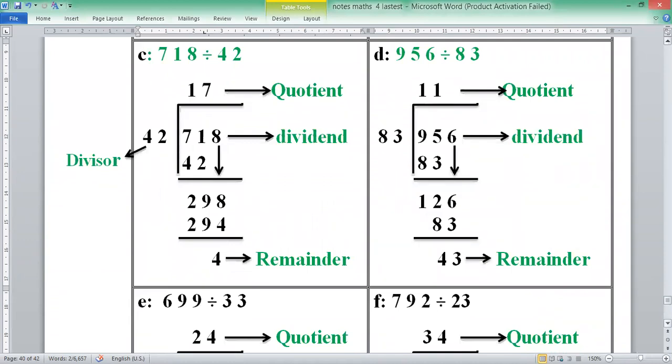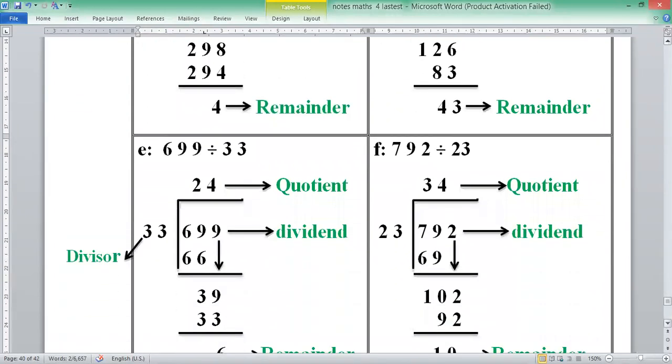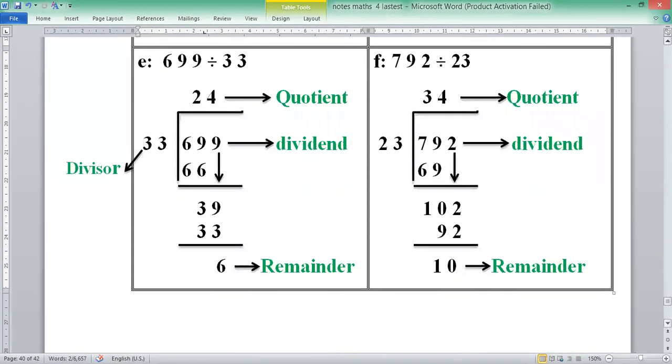Next, part C and D. You can see the solution of part C and D. Very easy. Same procedure, same rules are applied here. You can solve these sums by yourself. And I'm going to explain part E and F. Look at part E and F.